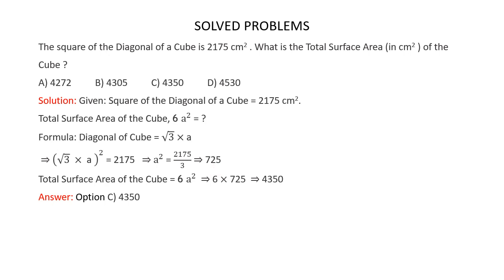Now that we know the value of a squared, let's find out the total surface area of the cube. Now total surface area of the cube is equal to 6a squared. The value of a squared we have found out as 725. So substituting this value in the formula here, we get total surface area of the cube is equal to 6 multiplied by 725, which is nothing but 4350. So the correct answer is option C, 4350.